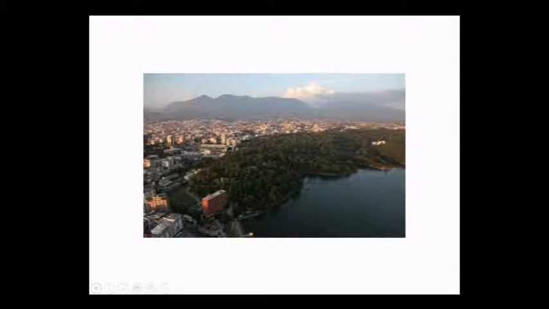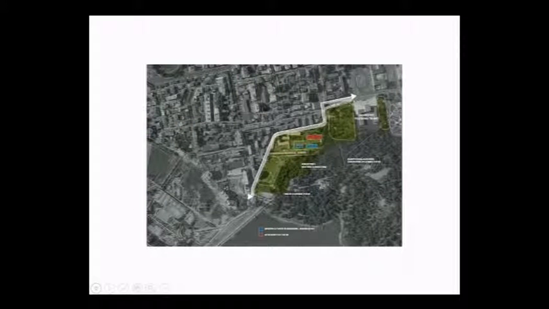So the park of Tirana is clearly a modern project. It's built in the 50s around an artificial lake. And the project is a proposal for a competition. And in the brief of the competition, it was to reorganize the northwest of the park.